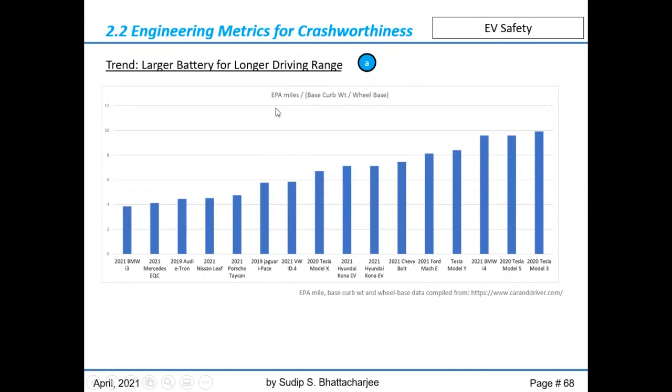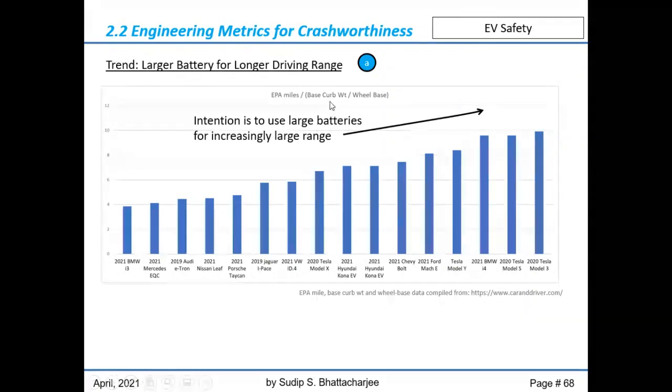Here, the chart shows the EPA miles of some of these competitor vehicles divided by the base curb weight divided by the wheelbase. This is just to approximately represent the size and weight of the vehicle and how many miles it is delivering on average. Obviously, any vehicle manufacturer would always like to deliver the longest possible mileage to the customer with the lightest possible weight for efficiency, and also a roomier vehicle for the customer to use.